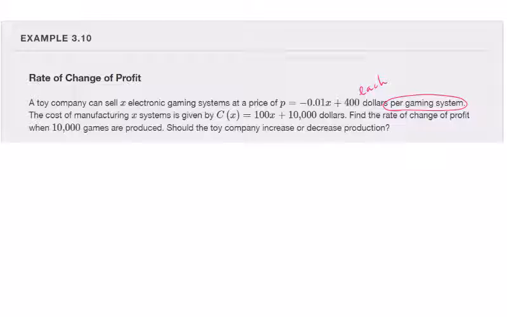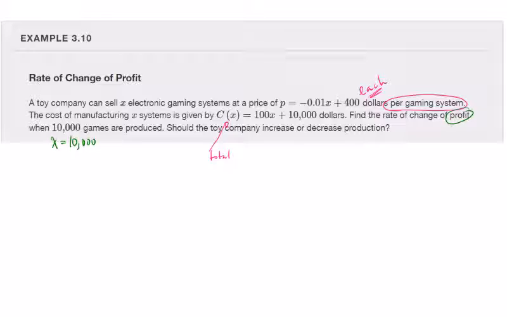And then the cost of manufacturing X systems is given by this formula, right? So this is a total, whereas the price is each. Okay. Find the rate of change of profit when 10,000 games are produced, right? So that's when X equals 10,000. Should the toy company increase or decrease production?